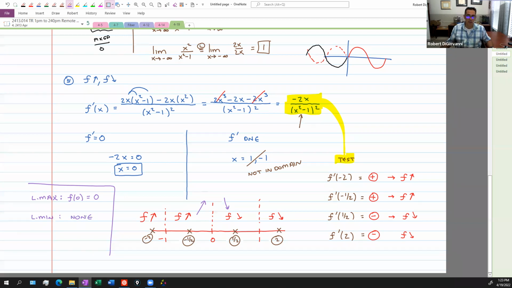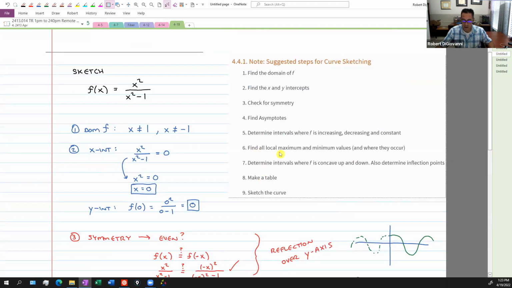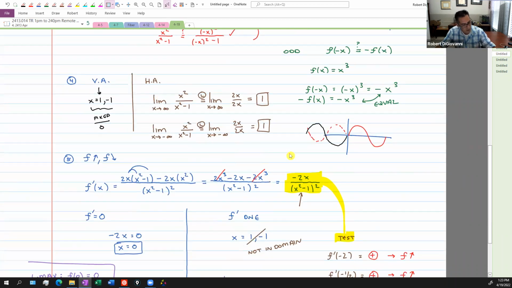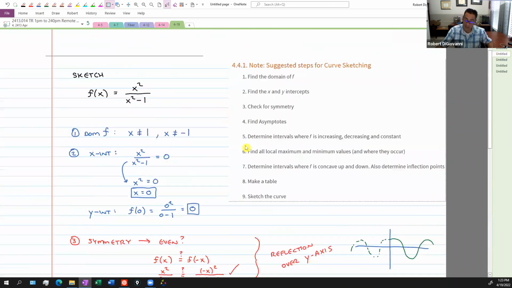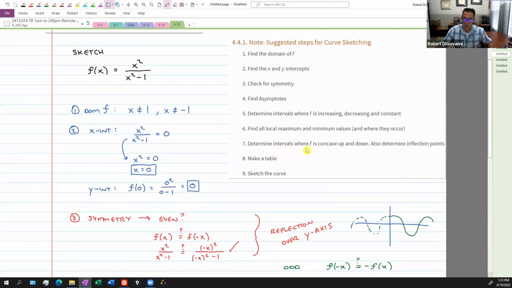Step 5 done. I figured out where my function goes up and down. I figured out any local maxes and mins. Isn't this fun? Step 6, find local... oh, sorry, I apologize, this is step 6 right here, local max and min. Step 7, determine the intervals where the function's going concave up and concave down.